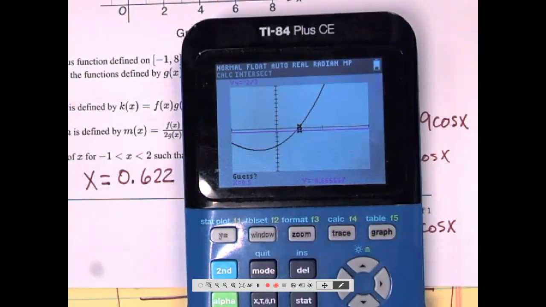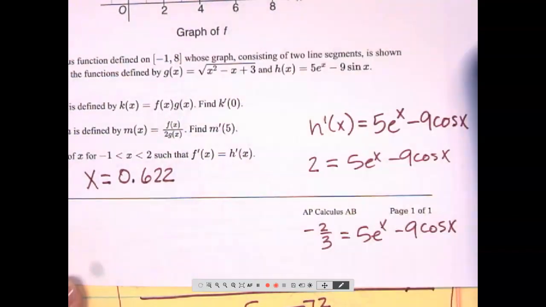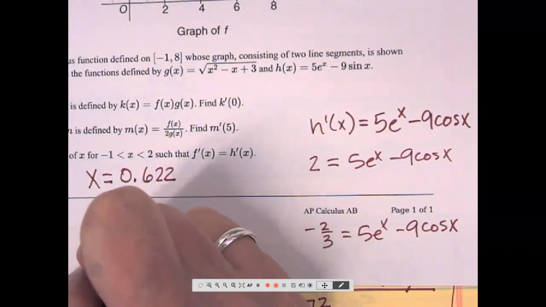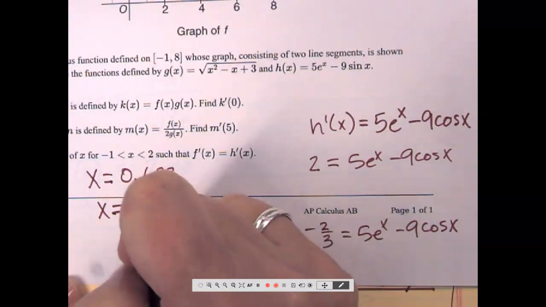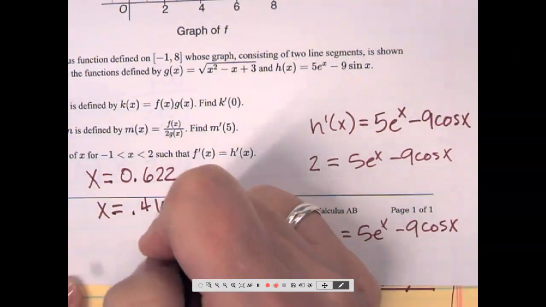Okay, I'll go back and try to clear that up. 0.417. 414. 414, thank you.